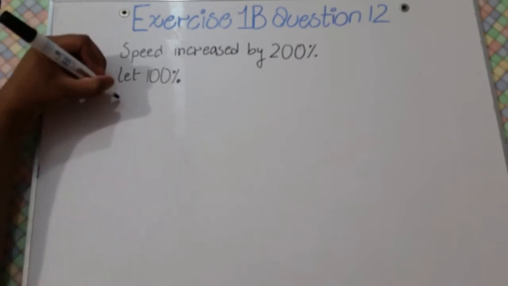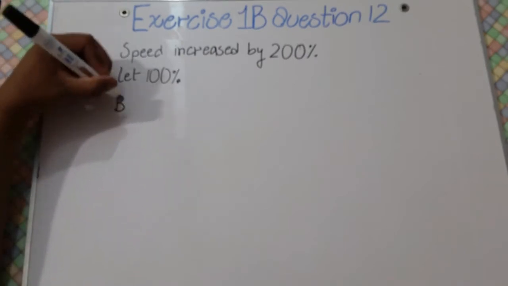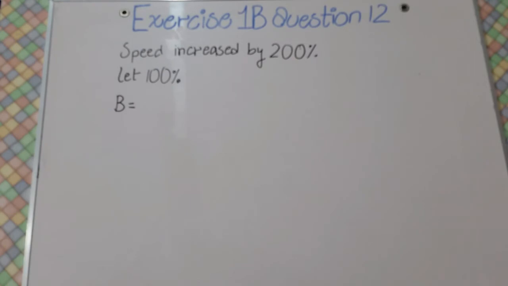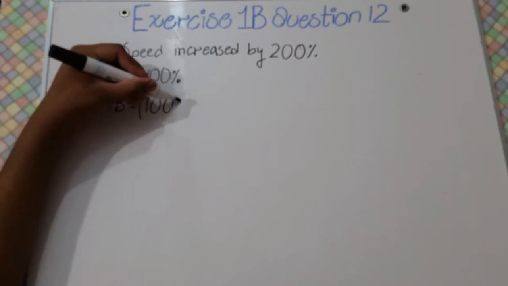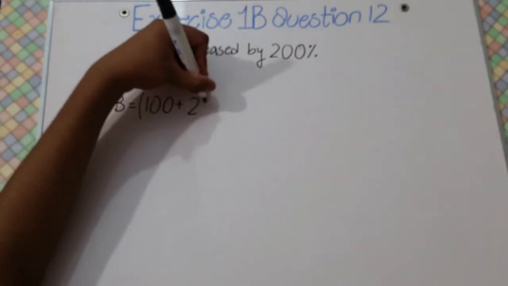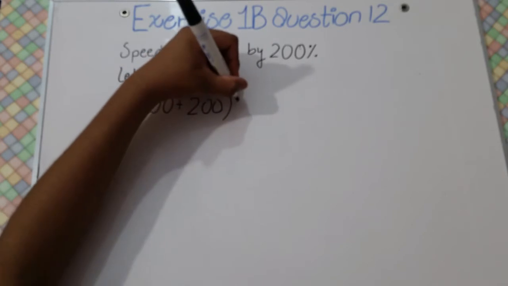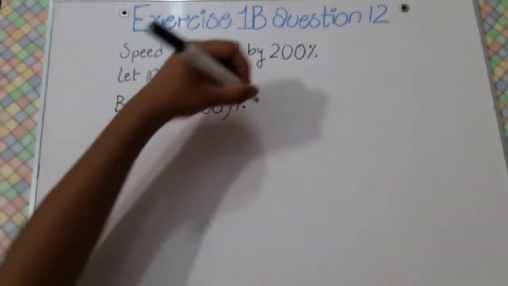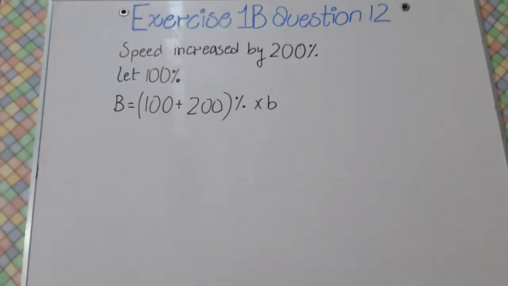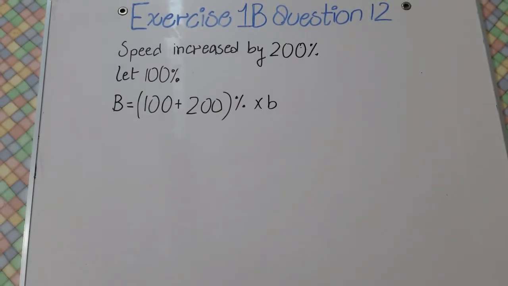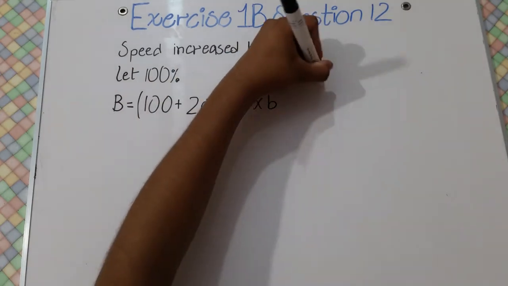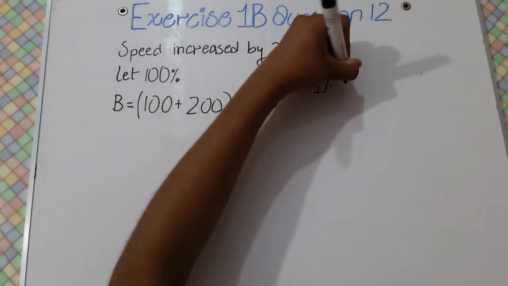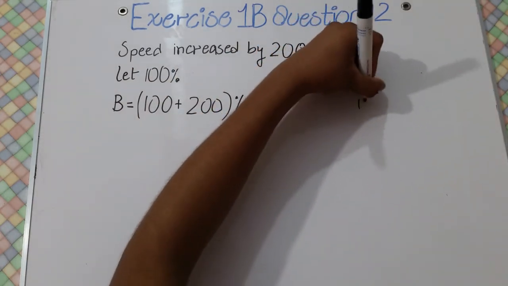So first of all we need to find the value of capital B, because B has been given as the speed. So B equals 100%, or 100 plus 200, and if I write percent as a common and then multiply it by b. So first of all over here we have 1%, and 1% is equal to 1 divided by 100.